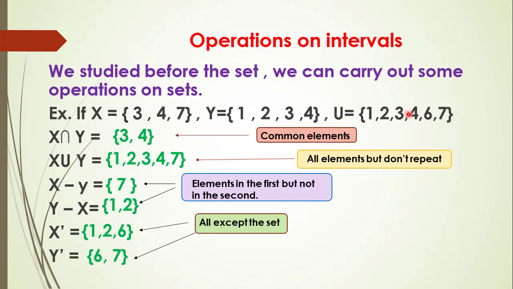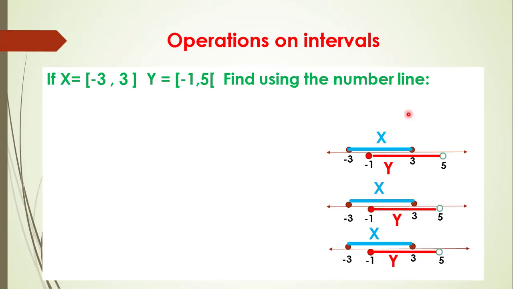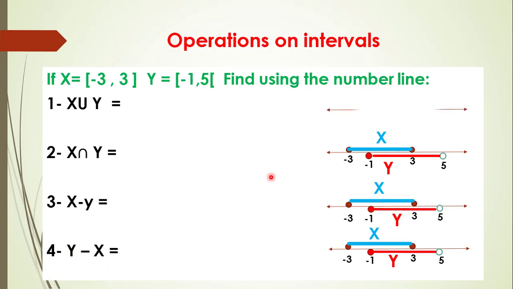Okay, let's continue. Here we have two intervals, x and y. Interval x is from -3 to 3. Let's draw. This is -3, and here we have 3. So this is x from -3 to 3, closed at -3 and closed at 3. Y is from -1 to 5. This is -1 and this is 5, but it's open at 5, so I draw an open circle at 5.